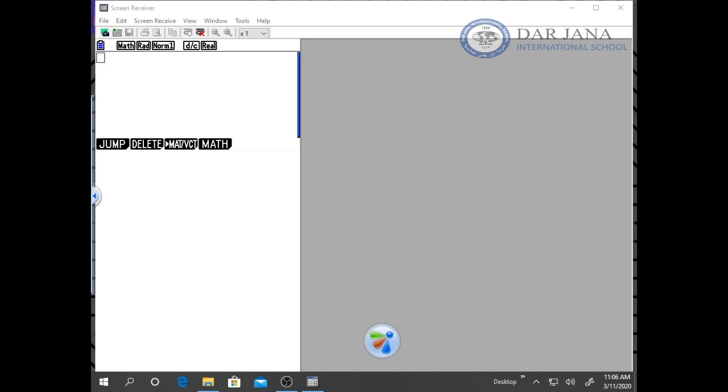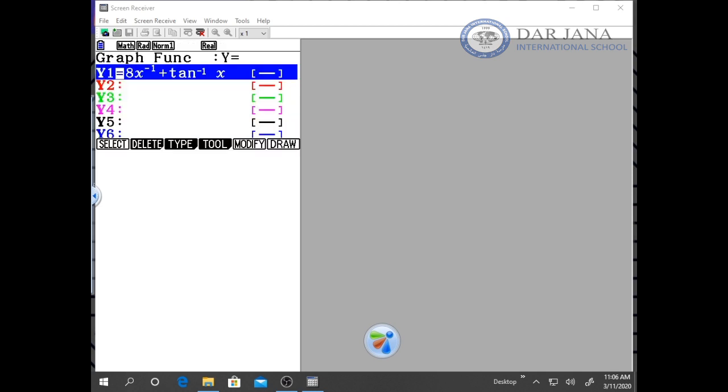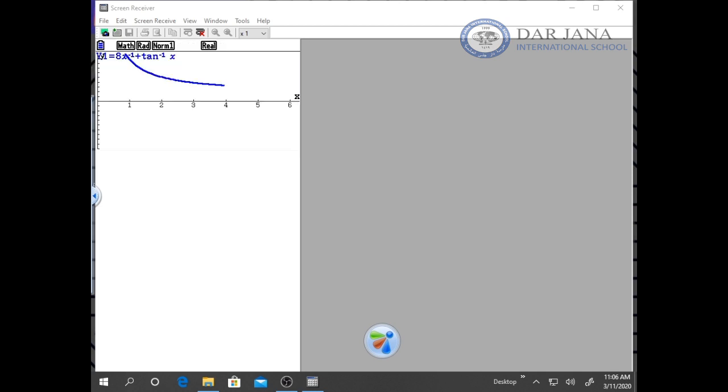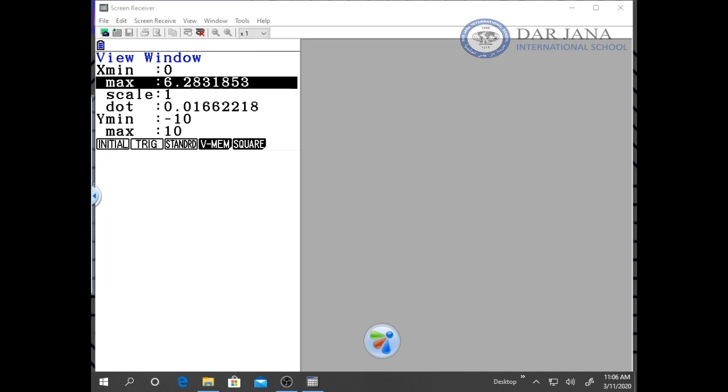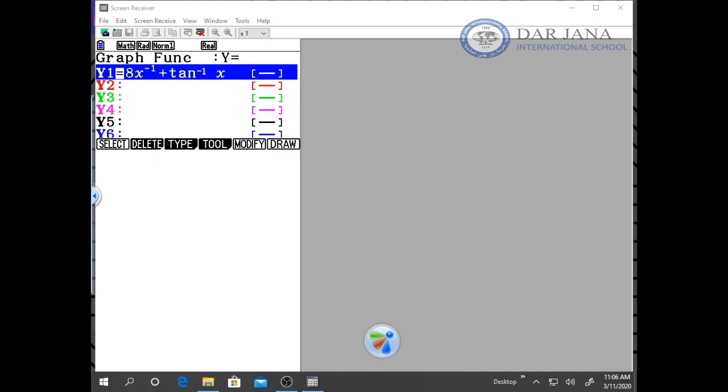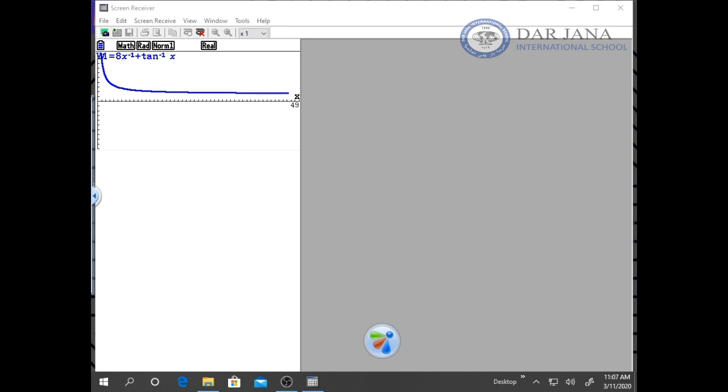Or graph it again and use trace, and choose any value you want. Infinity means choose any large value. Let's say take 5, for example. Here it's not that large. To make it large, we can change the view window from 0 up to a maximum, say 50. Now graph it again.